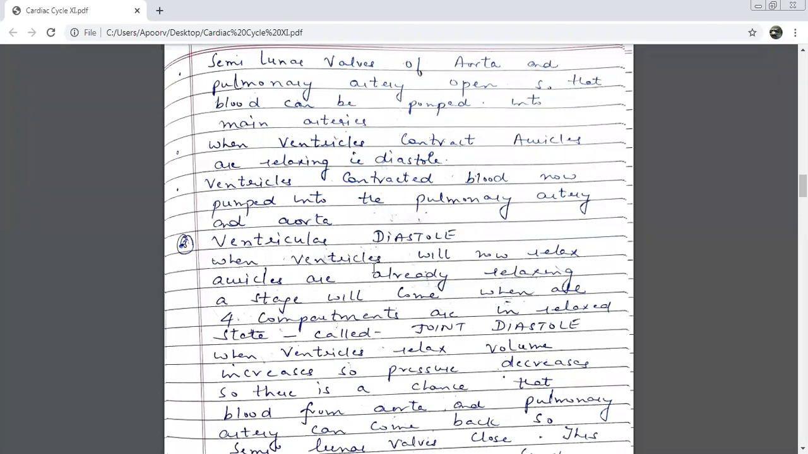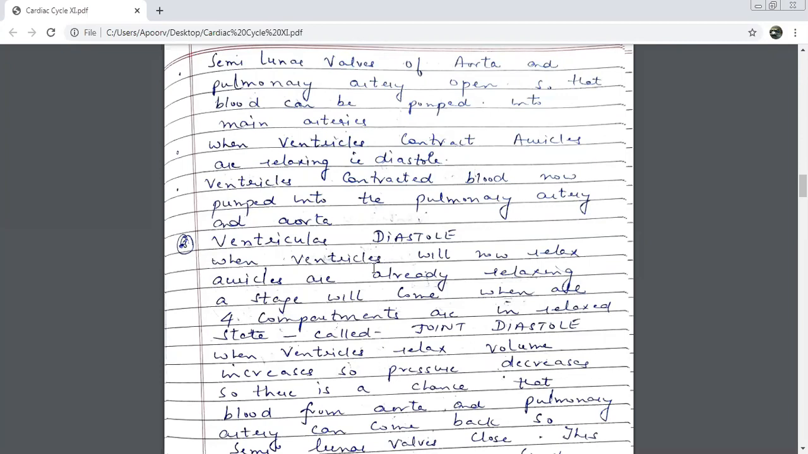Sure? Understood? Should I give another example? So when auricles were relaxing, auricles gave blood to ventricles, their work is done. Now auricles are relaxing. Now ventricle has also done its work, the B1. So ventricle is also relaxing because the ventricle has not given the blood back to auricles. So why should auricles contract?